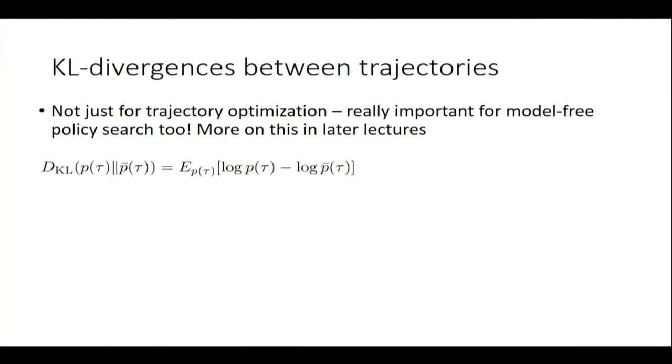Now let's define the KL divergence. This is just from the definition of KL divergence. It's the expectation under P of tau of log P of tau minus log P bar of tau, where P of tau is the one on the left and P bar of tau is the one on the right. P bar is the old one, P tau is the new one.